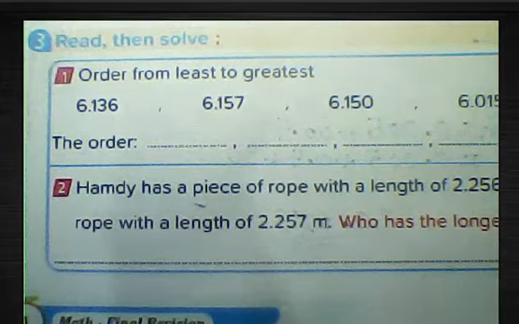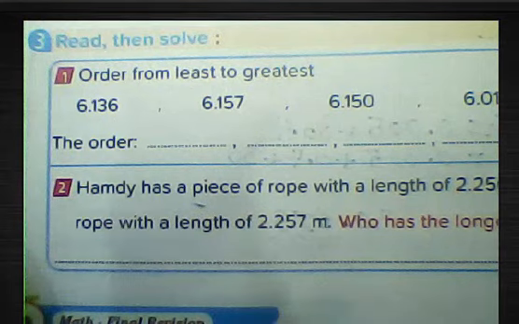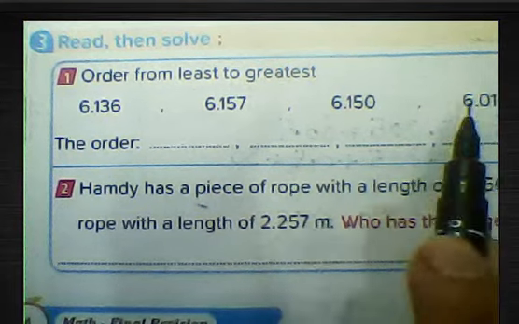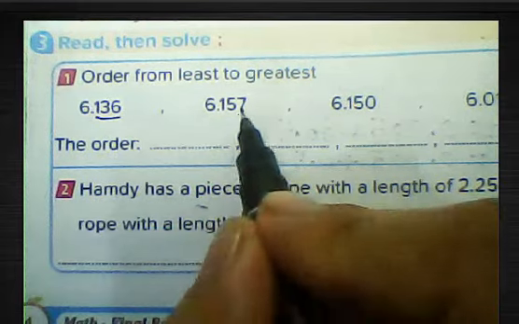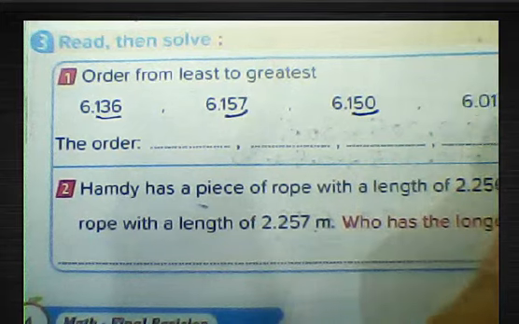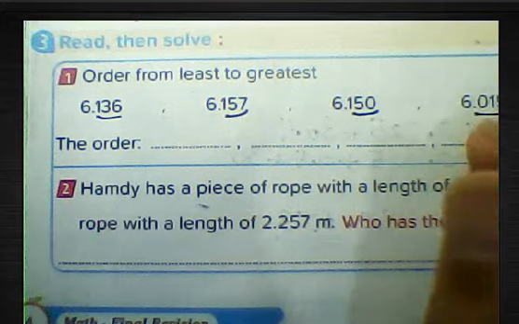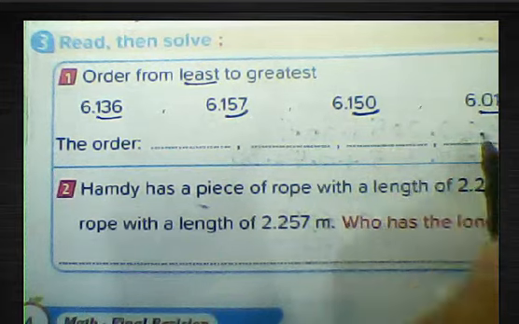Question 3. Read then solve. Order from least to greatest. We have here 6.015, 6.136 thousandths, 6.157 thousandths, 6.150 thousandths. It's number 1. We want to find what? The least to greatest.